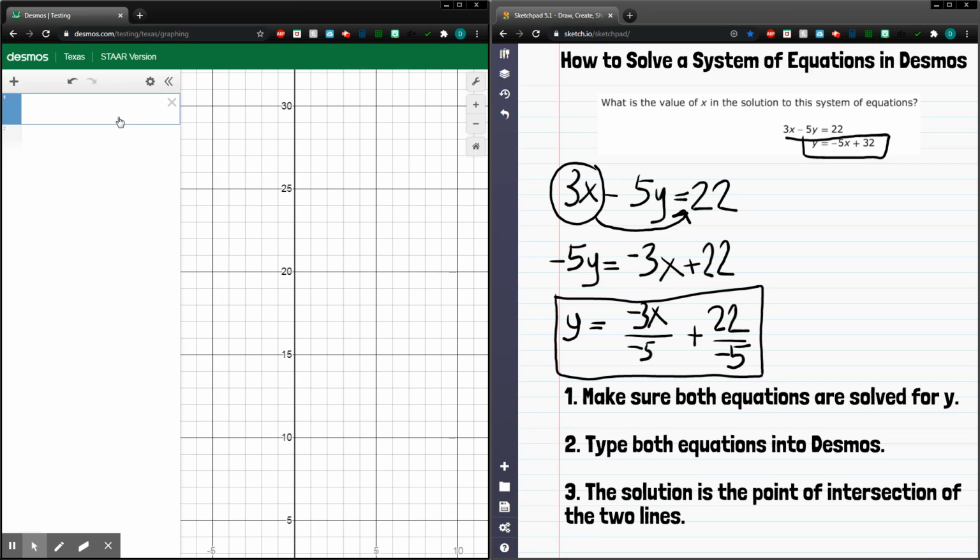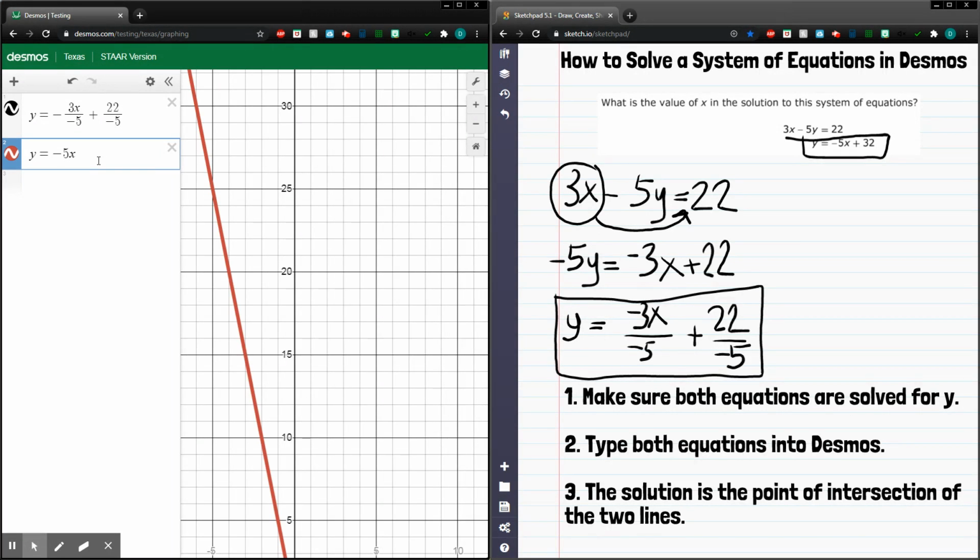So that takes us to that second step, actually putting them in. Y equals negative 3x divided by negative 5 plus 22 divided by negative 5. Then I'm going to type in my second equation. Y equals negative 5x plus 32.